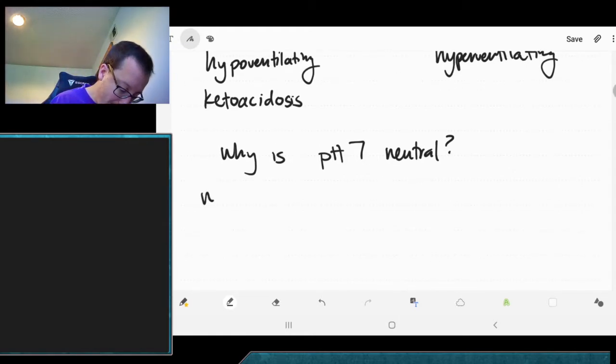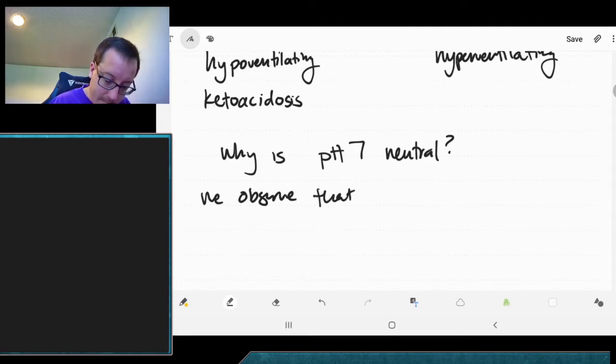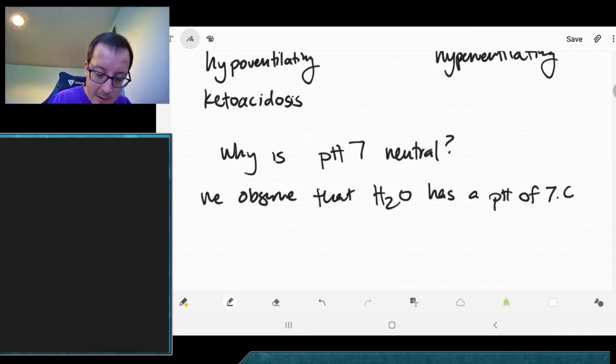Well, we see that water has a pH of 7, pure water. So nothing else in it, no dissolved gases, no dissolved solids, nothing. Just pure water has a pH of 7.